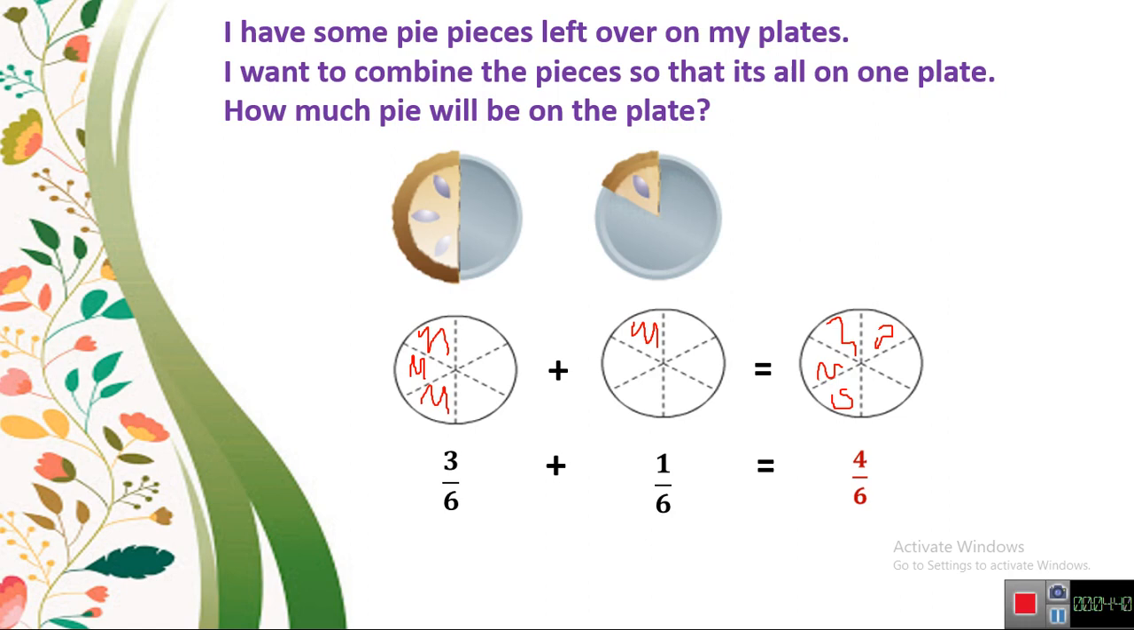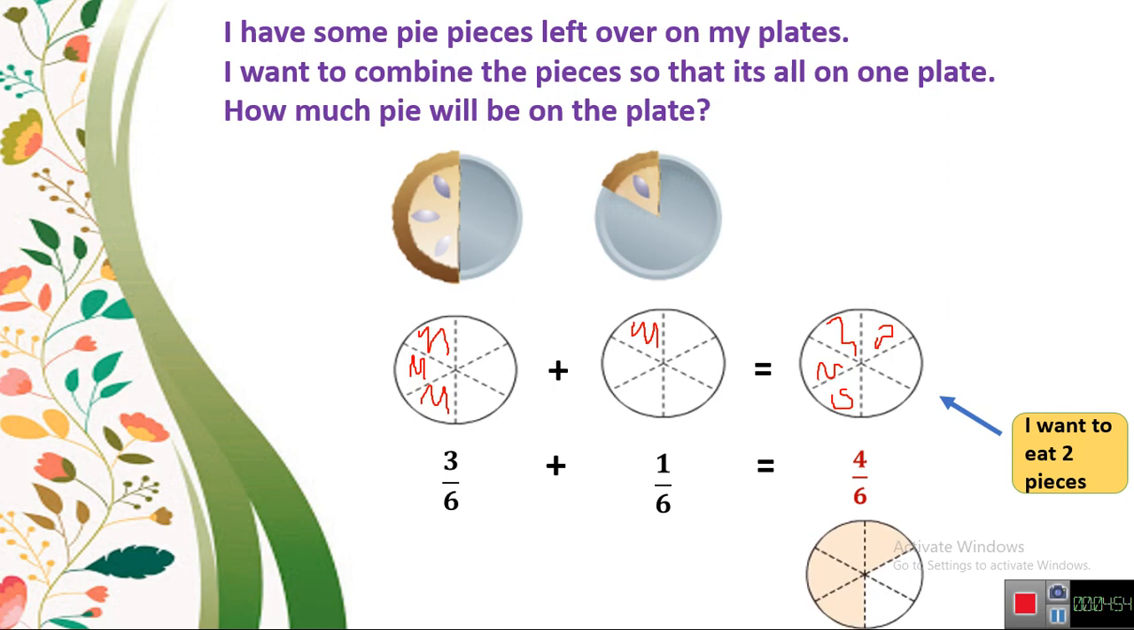Now suppose I want to eat 2 pieces of these. So, how would it look like then? These are the same number of pieces that's shown over here, 4/6. Now from the 4/6 I'm going to eat 2 pieces. So I would cross these 2 pieces.